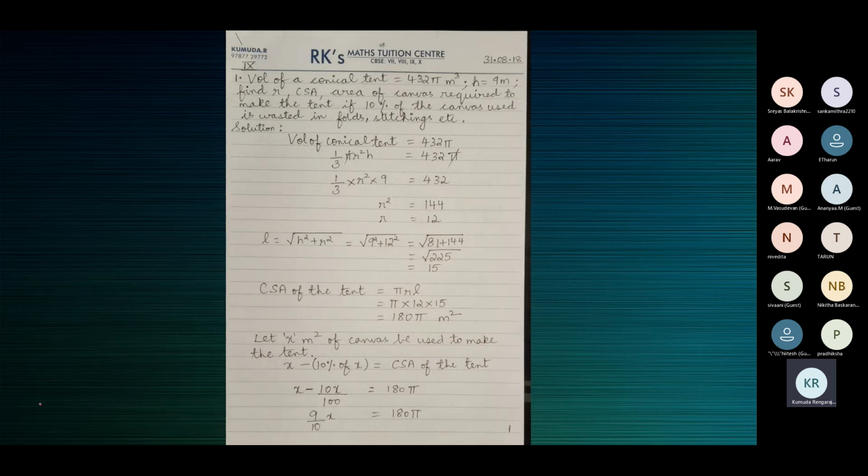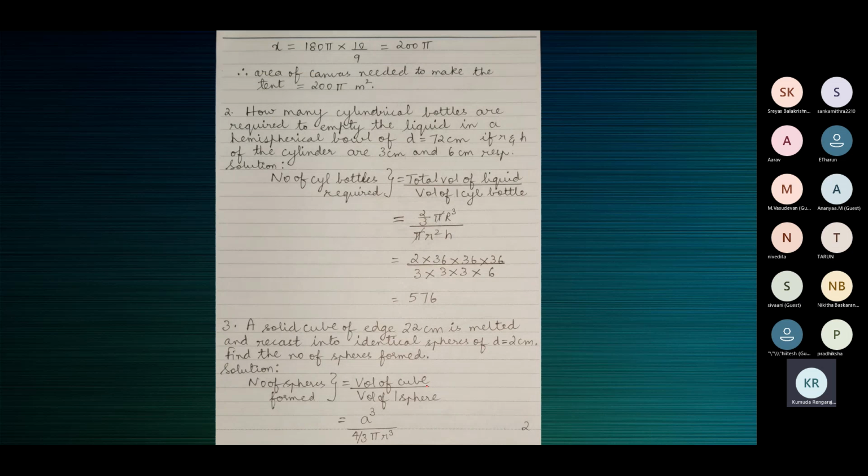See here also, you can use a fraction. I have taken 180 pi. You can use 180 into 22 by 7. What is 180 into 22 by 7? 180 into 22 is 3960. This is equal to 3960 by 7. You can very well use this fraction further. You will get exactly the same answer you see on the screen.